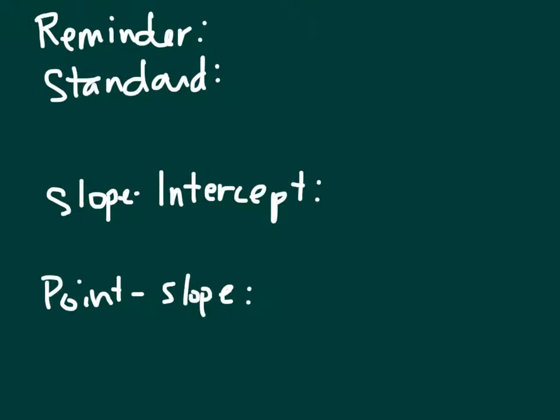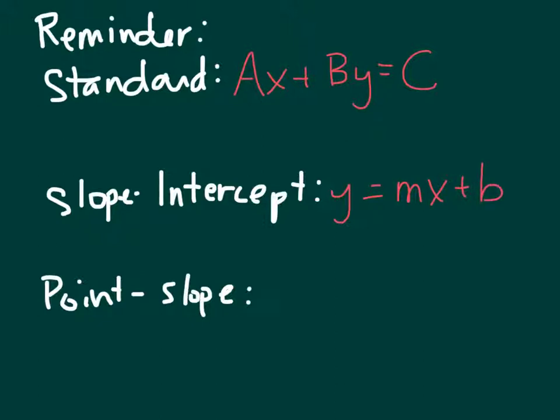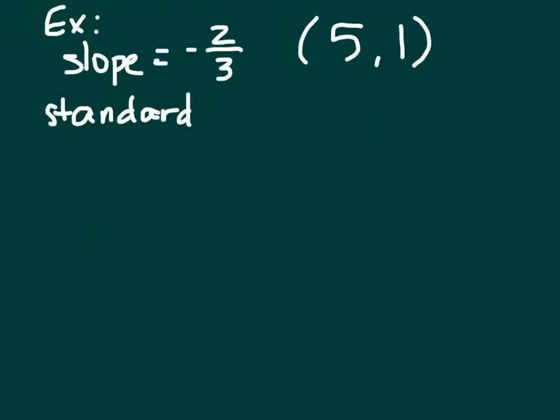Okay, so just a little reminder, our standard form is ax plus by equals c. Our slope-intercept form is y equals mx plus b. And our point-slope form is y minus y1 equals m times x minus x1. We can convert between those three equations pretty easily. So, if we know the slope and a point and we need to write it in standard form, I have two options. I can put that into point-slope form or into slope-intercept form first and then get to standard form.